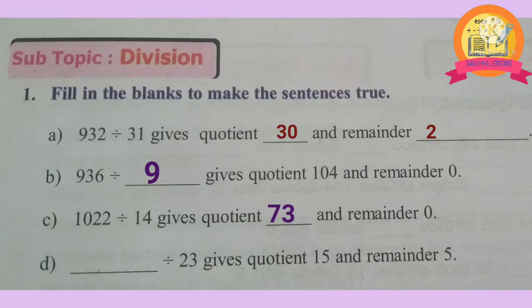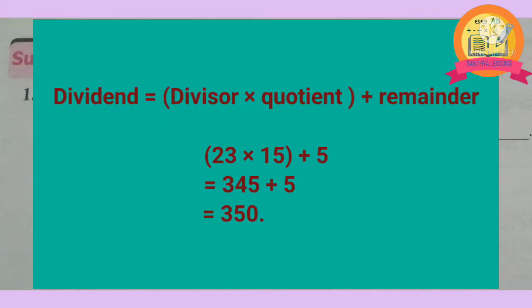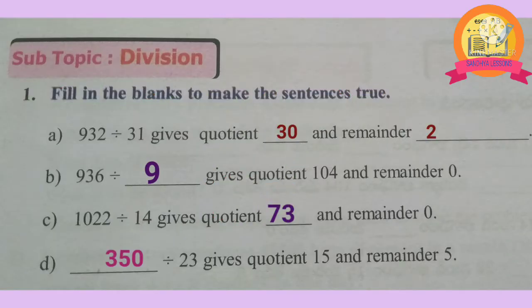In the fourth problem, we shall find out the dividend. So, in a division, dividend is equal to divisor into quotient plus remainder. That is 23 multiplied with 15 plus 5. That is equal to 345 plus 5. That gives 350. Therefore, dividend is 350.